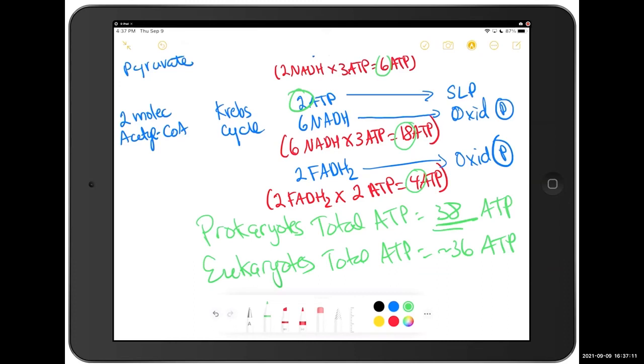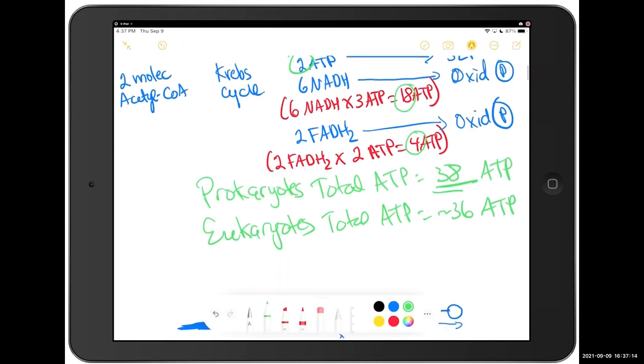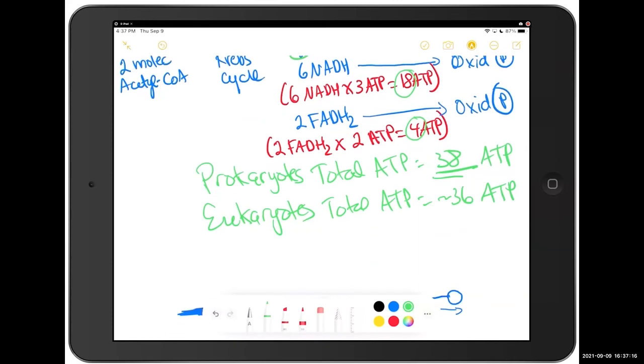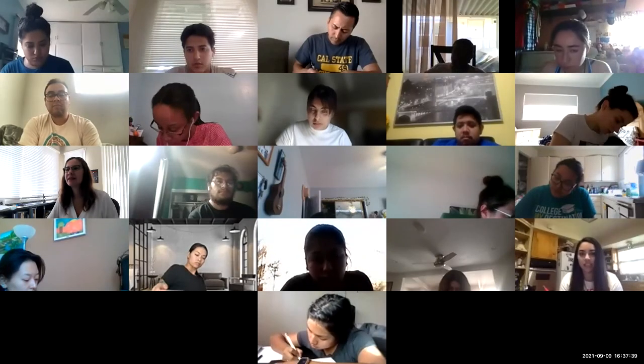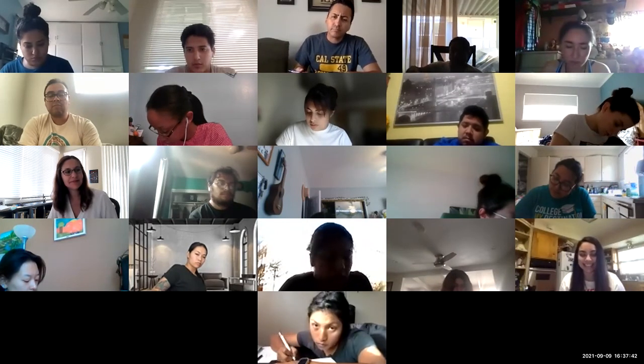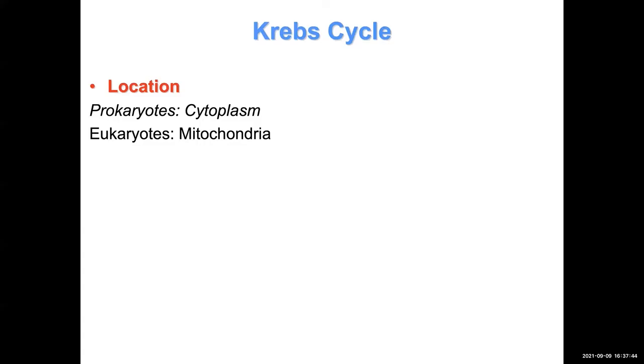That's why. Now the final electron acceptor, when we generate all this ATP from these oxidation reduction reactions of our reduced coenzymes NADH and FADH2, is going to be oxygen. It will be oxygen. That is correct. Very good. All right, let's continue on.